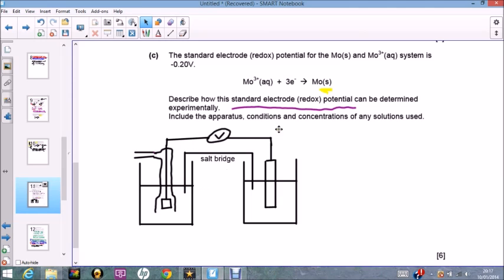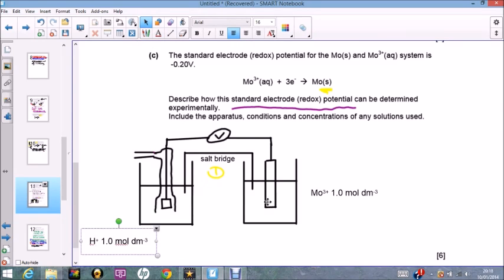Have a look around your circuit and make sure that there are no gaps, because if you leave gaps you are likely to be taken a mark off. Last thing we're going to do is to label everything else. So currently I've got 1 mark for a complete circuit with a salt bridge and voltmeter, so I'm going to put that 1 mark there, and then I'm going to label everything else.